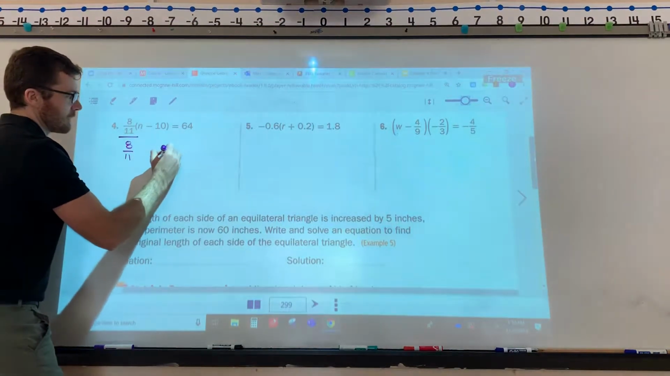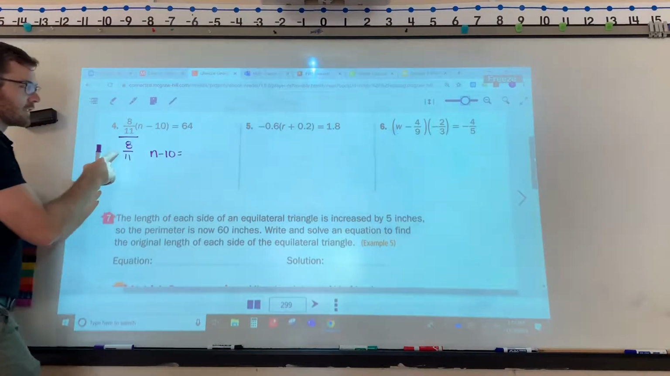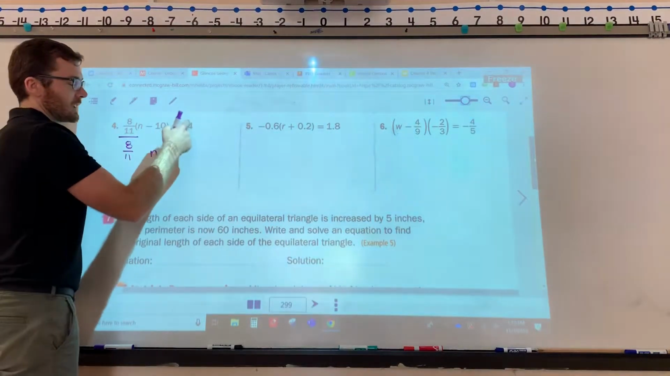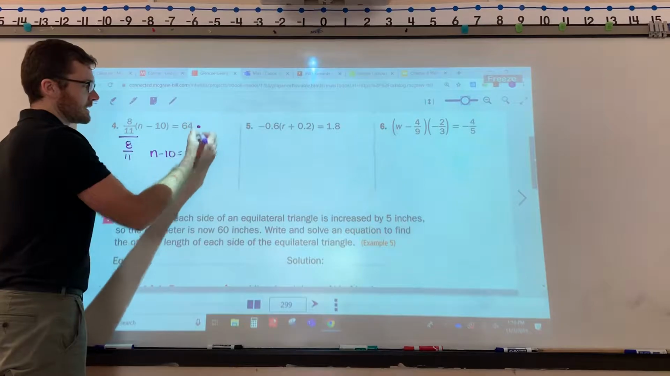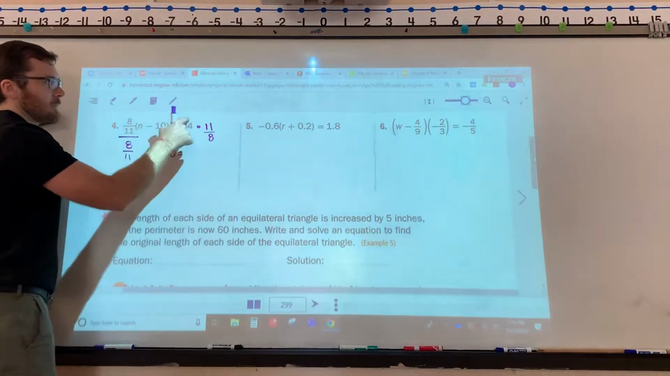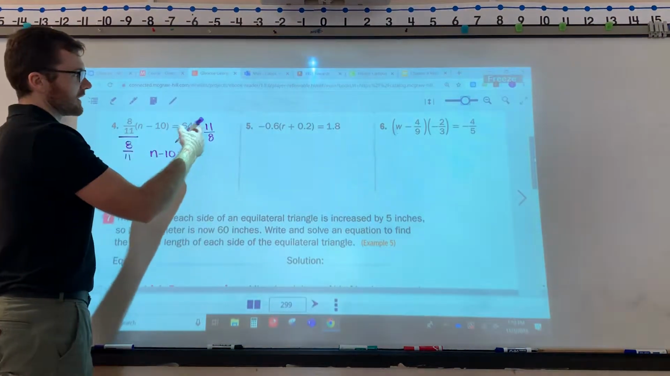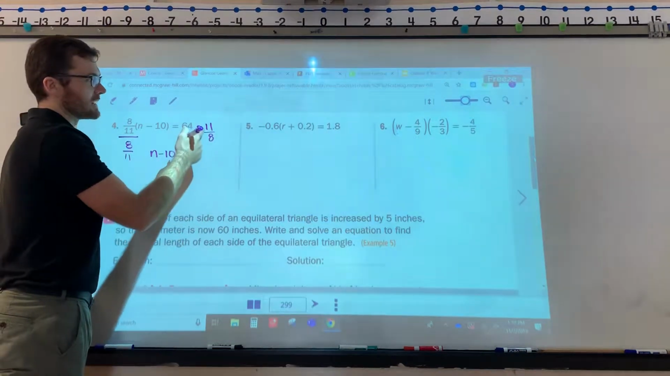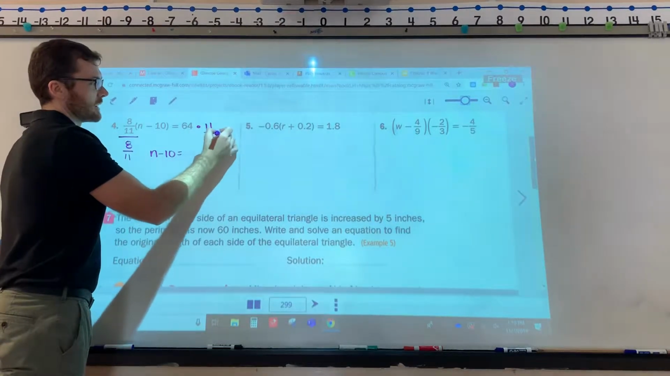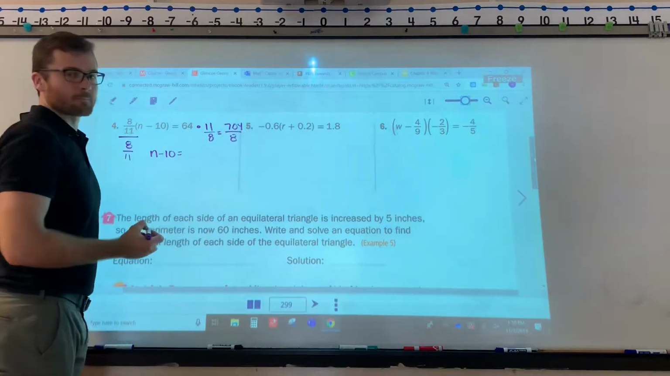So we've got n minus 10 equals, well, 64 divided by 8/11ths is the same thing as multiplying by the reciprocal, because I have to keep, change, flip. So I'm going to keep the 64, multiply instead of divide, and use the reciprocal 11/8. That's that keep, change, flip. So 64 times 11, I don't know that one, but 64 times 10 is 640, and 64 times 1 is 64. Together that would be 704 over 8, all right?